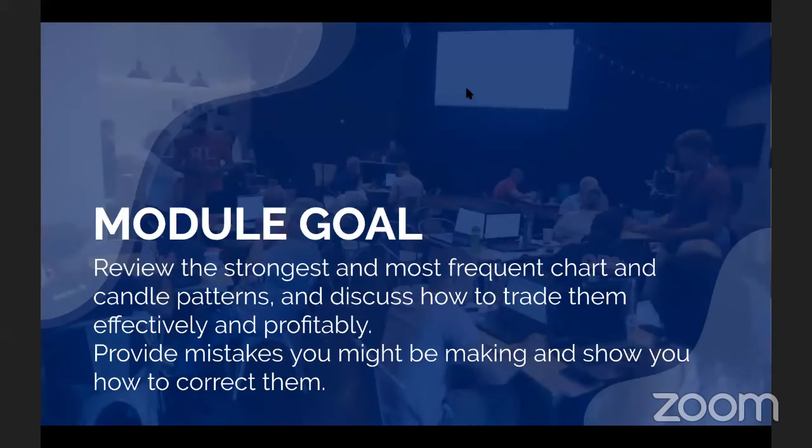The goal of this particular module, my dear friends, is I want to review the strongest and most frequent chart patterns and candle patterns and discuss how to trade them effectively and profitably. Provide mistakes that you might be making and show you how to correct them. This is a really powerful goal. That's going to be my objective in this module.